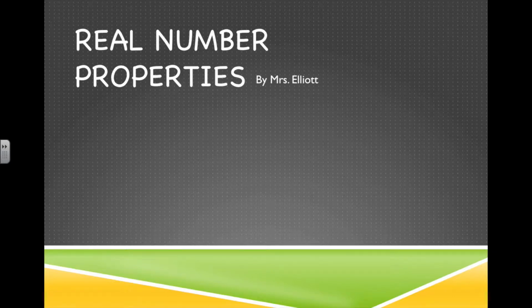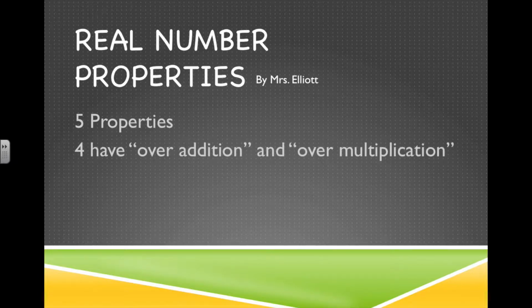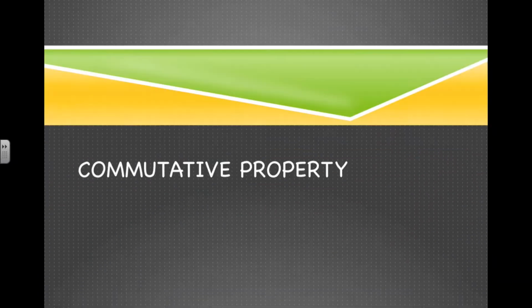This video is going to be on the real number properties. There are 5 total properties, and 4 of those 5 are going to have what we say over addition and over multiplication. So basically each of those properties is going to have 2 rules that you have to pay attention to. And then the last one is just one thing that you have to remember.